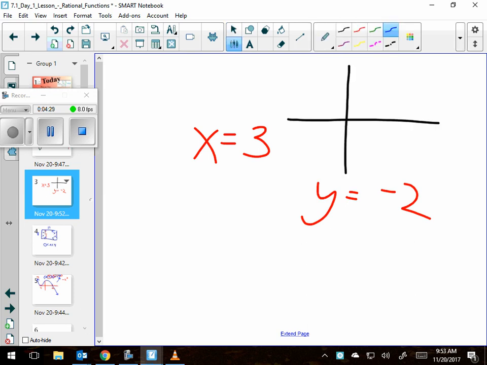X equals 3 is right there. So there must be an asymptote that runs like this. It wouldn't logically, if x is 3 right there, run this way. That wouldn't make any sense. Okay? So there's your x equals 3 asymptote.